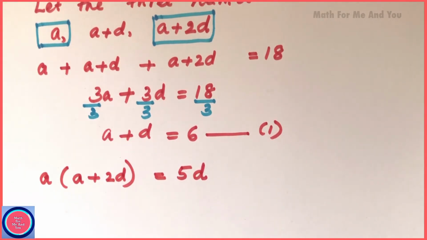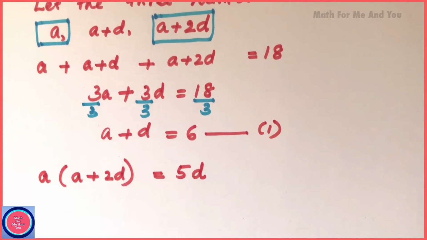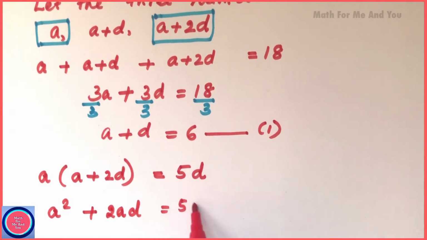Now we can remove the bracket and replace the value of D as well. So first we are going to remove the bracket. A times A, what is it? A square plus A times 2D. It is 2AD equals 5D.